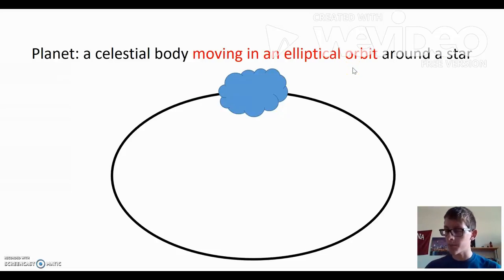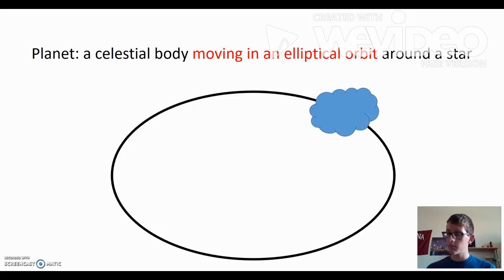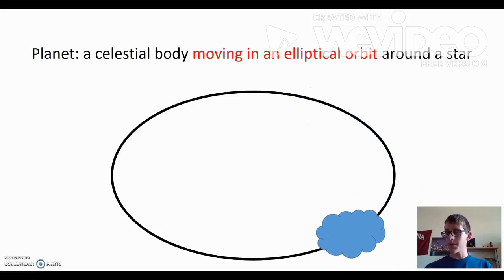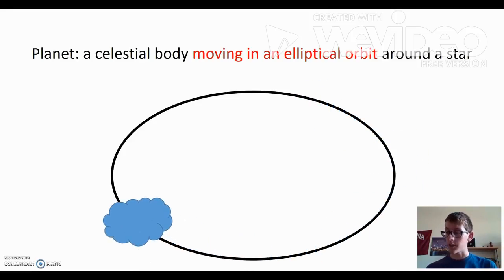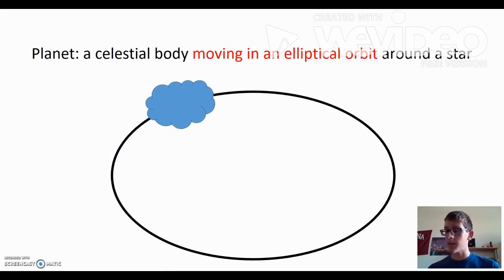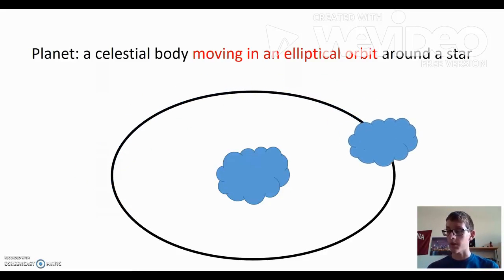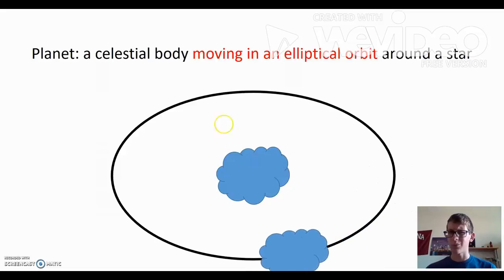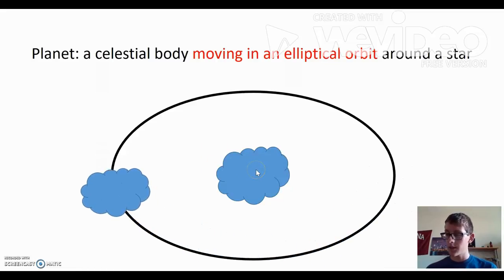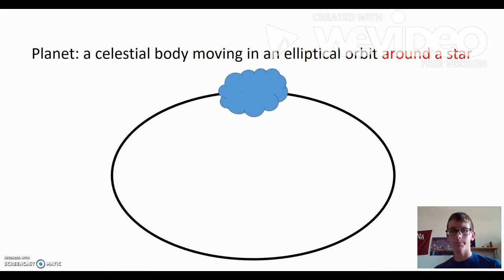The next part of the definition is moving in an elliptical orbit. Okay, so there's two separate bits to that also. Elliptical means oval, so the thing in outer space is spinning in an oval orbit. And an orbit is a path that an object takes around another object. Alright, so that outer space object is moving in an oval-shaped path around another object. Now, what is this other object? Well, we're about to find out.